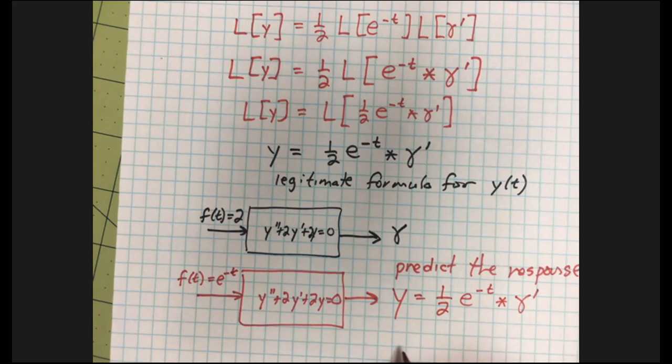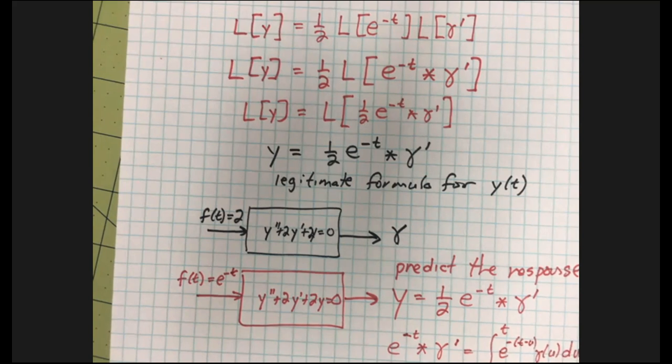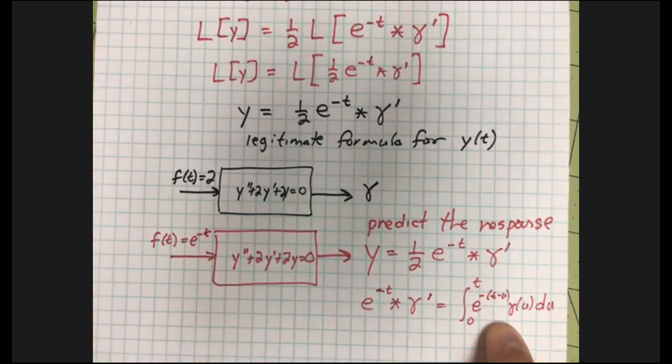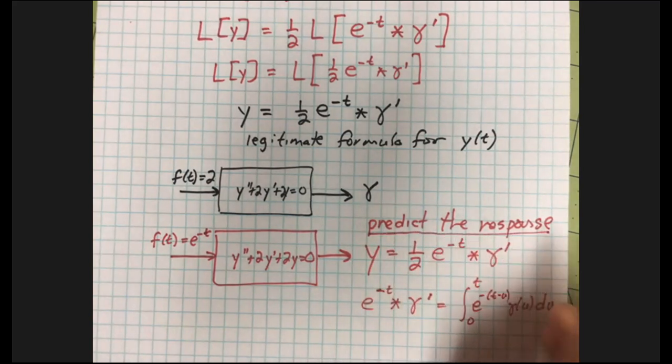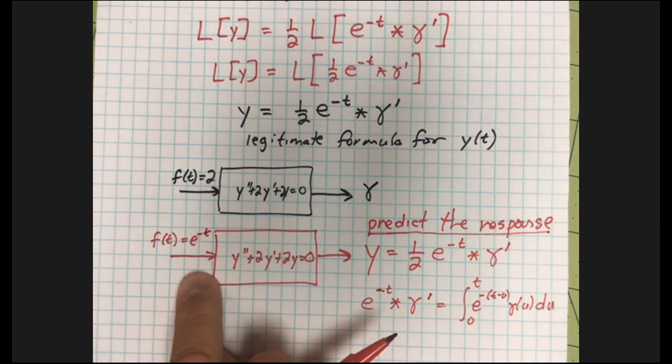Now, you might not like this because you're saying to yourself, but wait a minute, that convolution integral was a horrible, horrible mess, right? It was kind of hard to read and understand. 0 to t, e to the minus t minus u, gamma of u, du. You're asking me to do that? I'm not asking you to do anything. I'm saying you predicted the answer. You hand that back to your friend and you say, here's your answer.